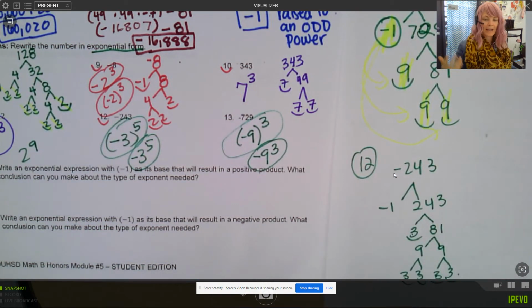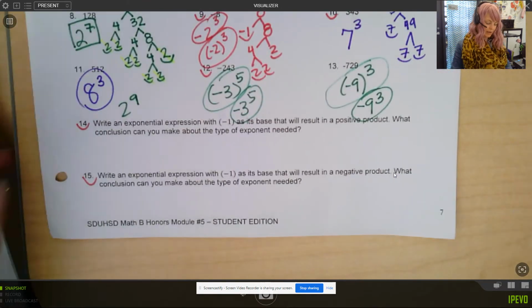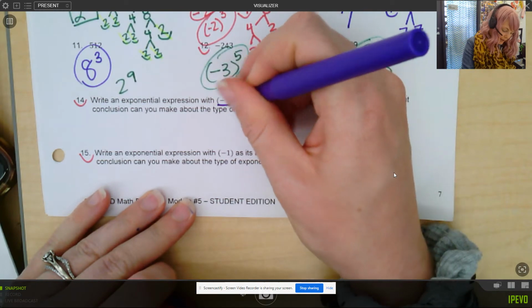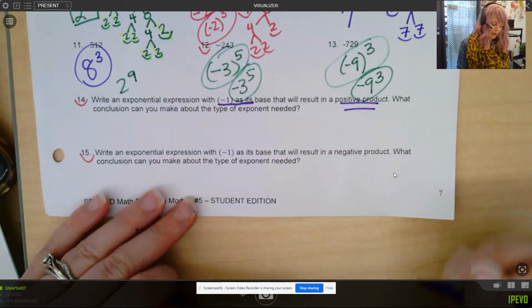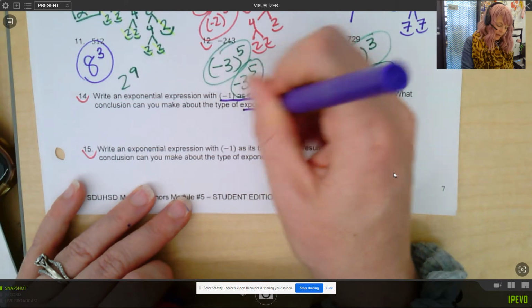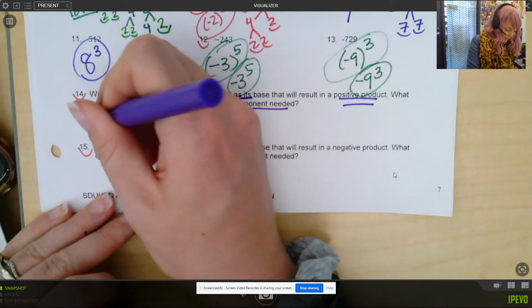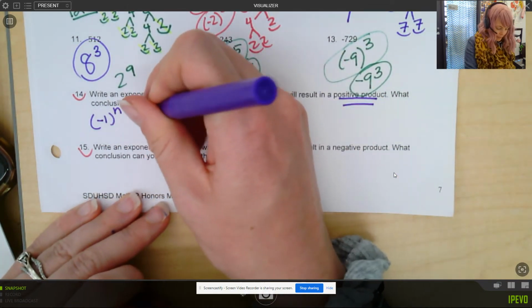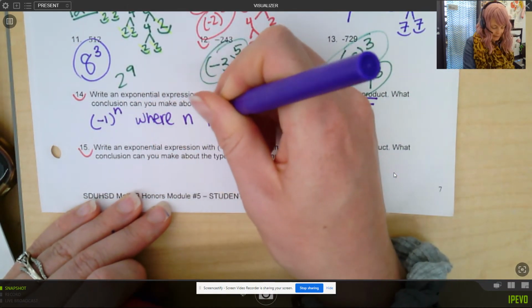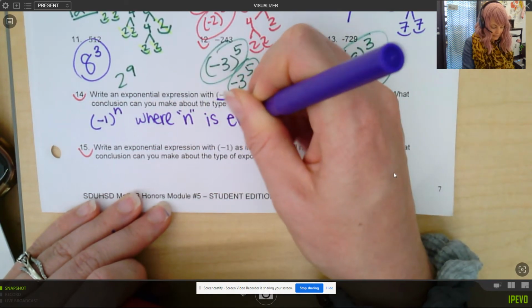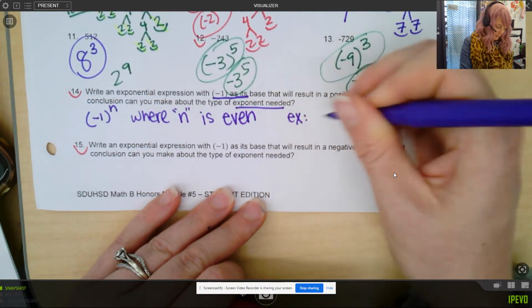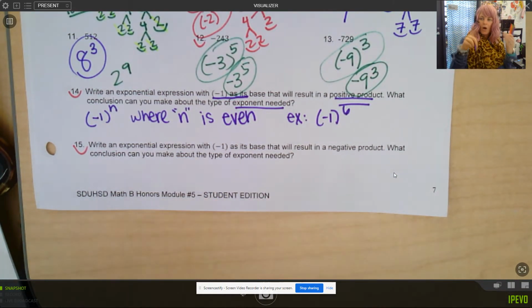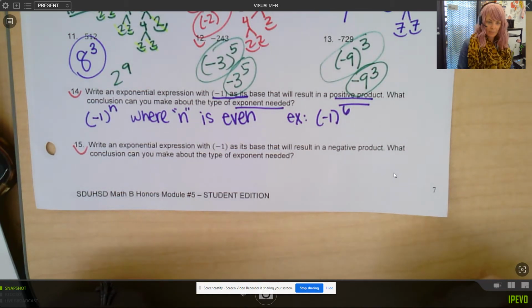So let's think about if we made any conclusions here. So what conclusions can we make? So if we write an exponential expression with -1 as its base and results in a positive product, what conclusion can you make about the type of exponent needed? Well, -1 to the n power, where n is even. Example, -1 to the 6th power, -1 to the 4th power, -1 to the 8th power. All those negatives are going to pair up to make a positive.